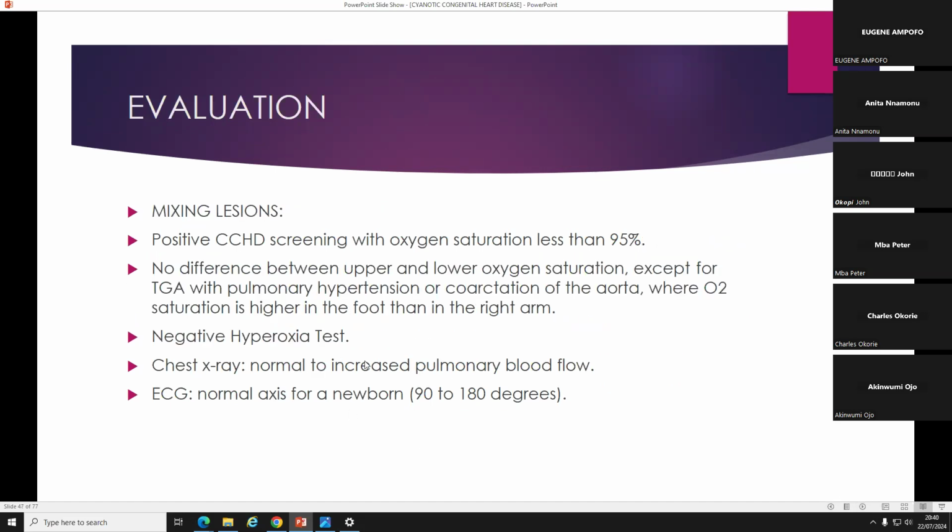For mixing lesions, they do have positive oxygen sat screening with oxygen saturation less than 95%. They usually do not have differential cyanosis because the mixing occurs in a more central location. Apart from transposition of the great arteries with pulmonary hypertension or coarctation of the aorta where the oxygen saturation is higher in the foot than in the right arm. They have a negative hyperoxia test. And chest X-ray can show normal to increased pulmonary blood flow. ECG would show normal axis for a newborn 90 to 180 degrees.